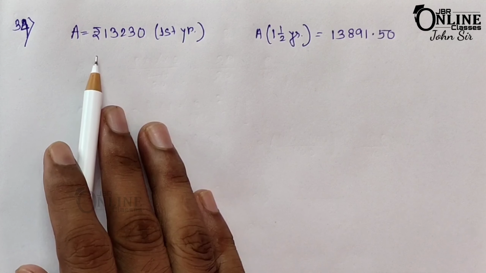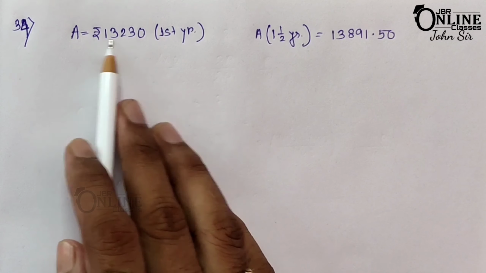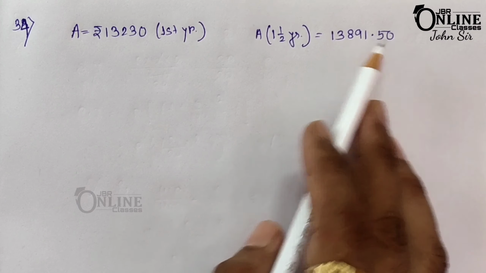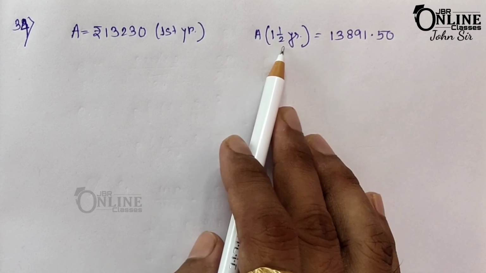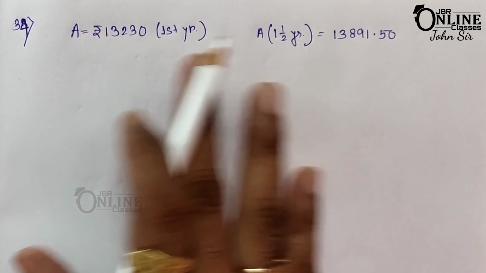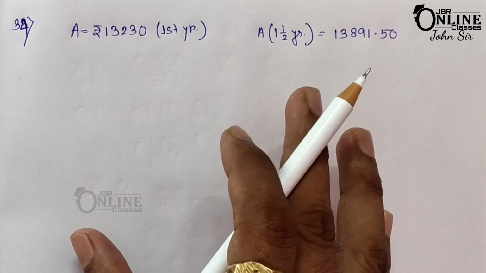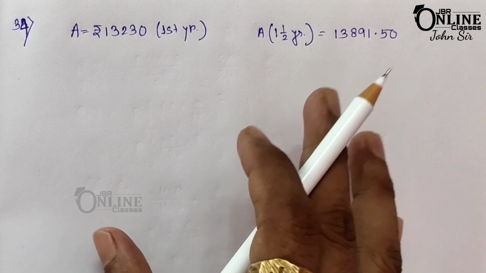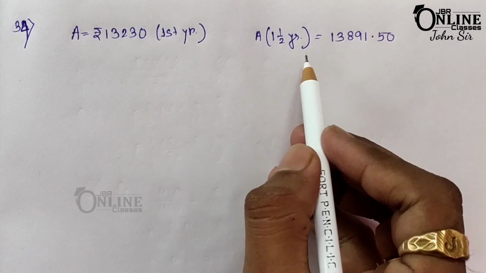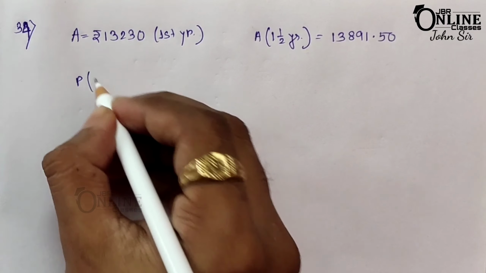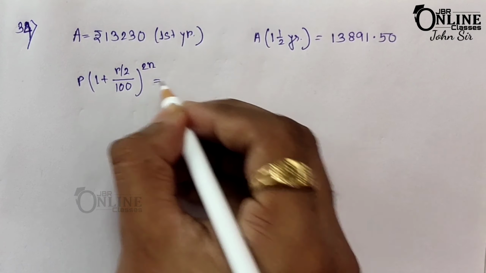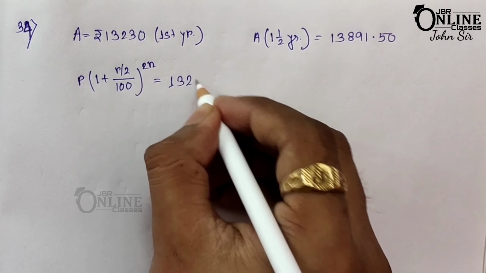So here in sum number 34, a sum of money amounts to 13230 for the first year and 13891.50 for the 1 by 2 years at compound interest, compounded semi-annually. Remember that means in both cases you have to apply the formula compounded semi-annually. Then find the sum, that means principal, and the rate of interest per annum. So here let the principal be P and rate of interest equal to R. Then according to the problem, P into (1 plus R by 2 by 100) whole to the power 2n equals 13230.